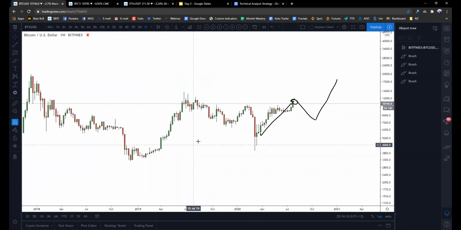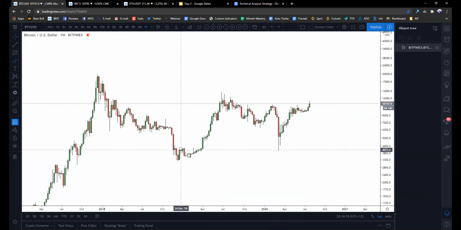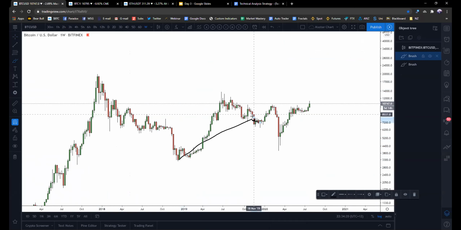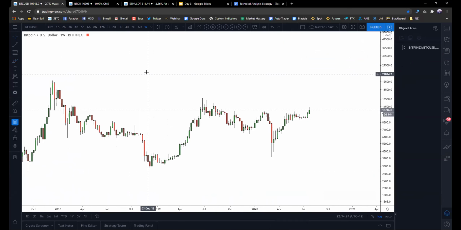So on the weekly, these swings can take quite a long time, right? That's an entire year from top to bottom here. And then back to here is another year. So these weekly swings can take a long time, which is weird. It doesn't feel like it has been that long, but that's nuts.